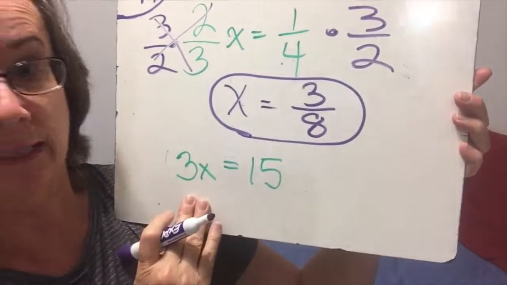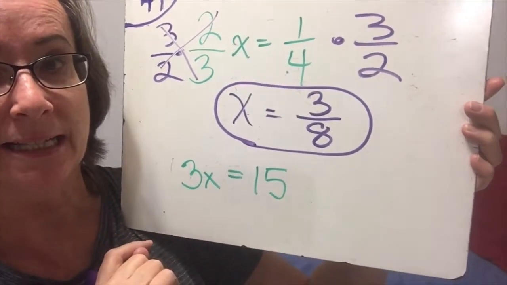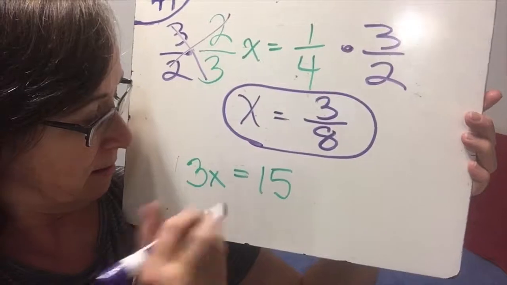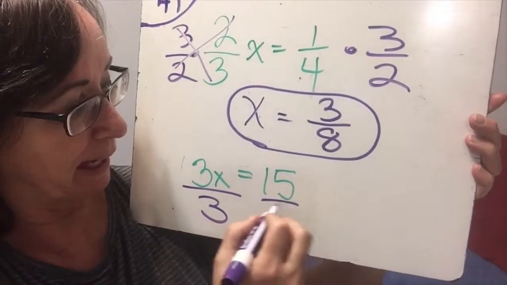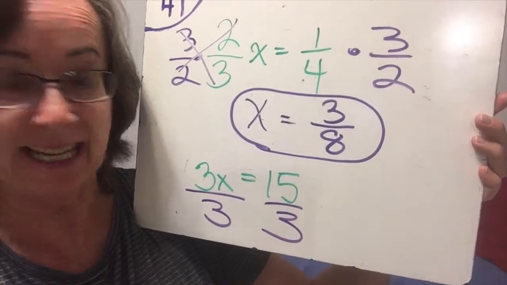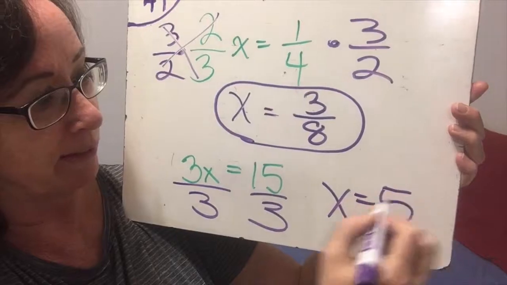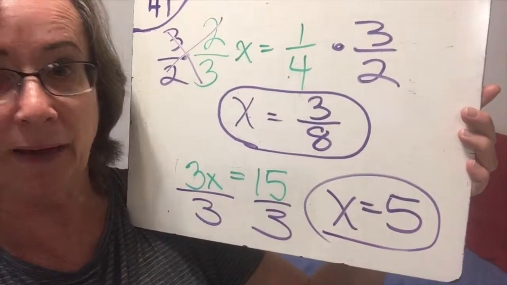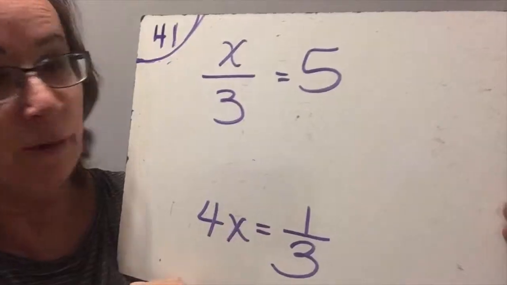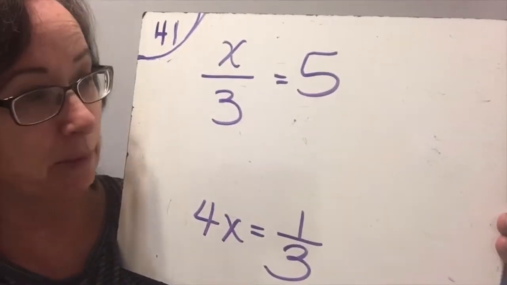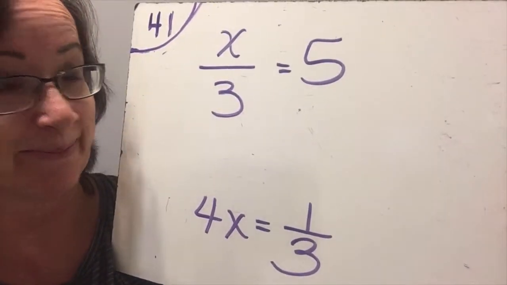Okay, this one's very simple. We are going to either divide by 3 on both sides, which is fine, or we can multiply by 1/3. Divide by 3 and divide by 3 works just dandy. So we end up with x is 5. You will get the same answer if you multiply by 1/3 on both sides. Try it. Here we have our last two practice problems. So copy them down and pause your video.